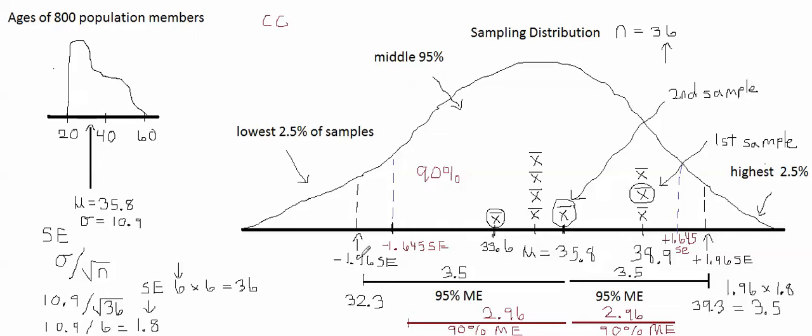This number that we're multiplying by the standard error to get the margin of error is called a confidence coefficient. And there's a confidence coefficient for every percentage. So here's some examples. For a 90% margin of error, the confidence coefficient is 1.645. For the 95% margin of error, it's 1.96.